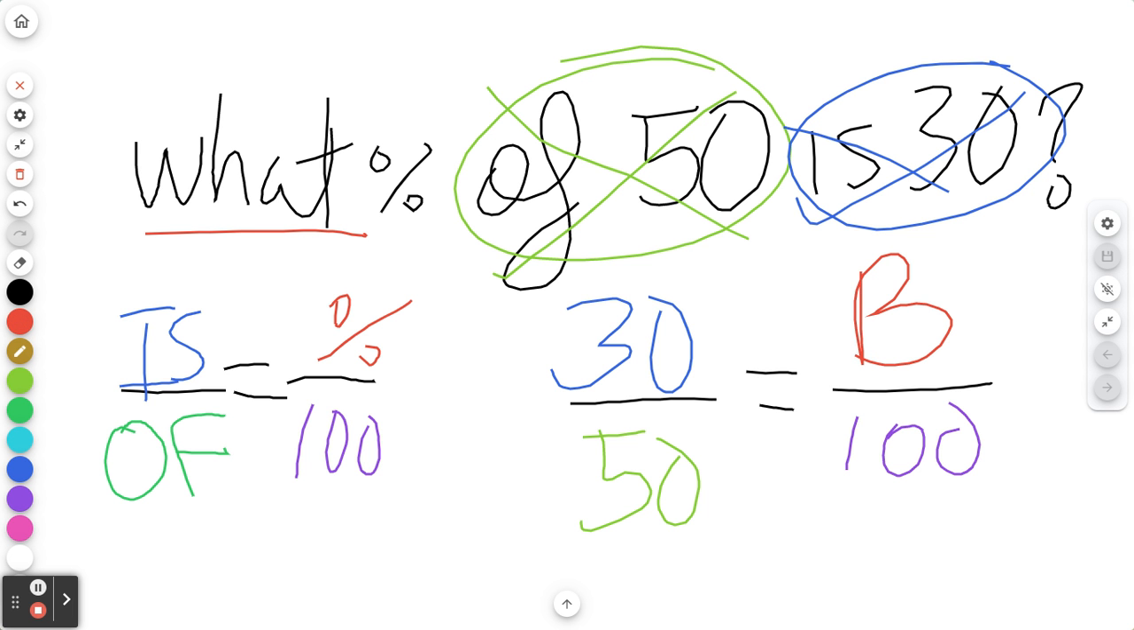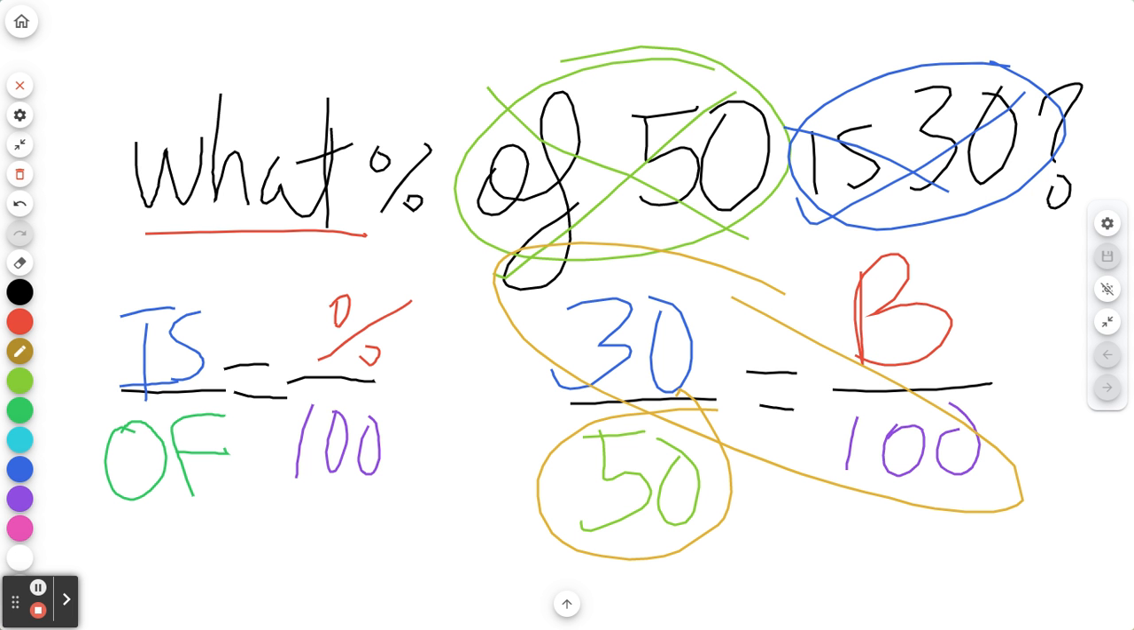All right. What does this look like now? Baseball method. Go across from the variable. Multiply the bat, divide by the ball. So what is my answer, Jazz? 60. B is 60. Notice that's a percent because it's asking what percent.